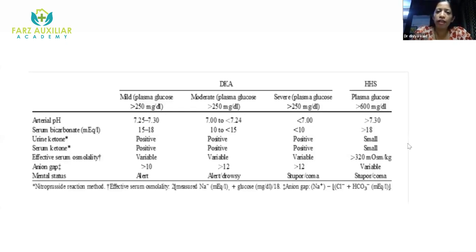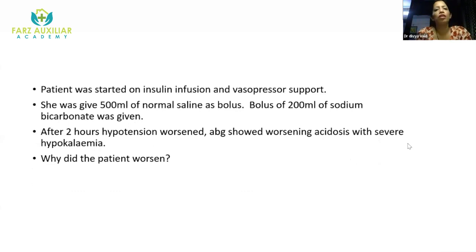So the case that we are discussing is severe diabetic ketoacidosis. This patient was treated, started on an insulin infusion. Sugars are high, BP is low, started on vasopressor support. Fluid was given, normal saline 500 ml as a bolus. And then because the acidosis is severe, another 200 ml of sodium bicarb was also given.